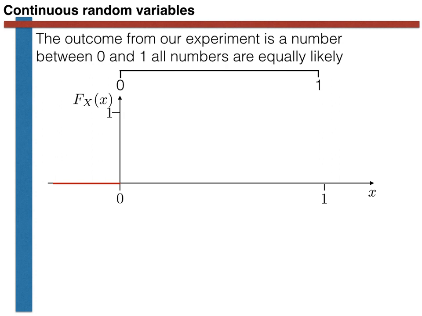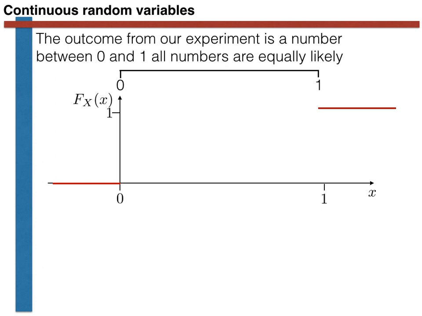We can apply similar logic for values of x greater than 1. We know that the outcome from our experiment will always be between 0 and 1. Hence, for any value of x greater than 1, the cumulative probability distribution function must be 1, as all possible outcomes of the experiment will give a random variable less than x.